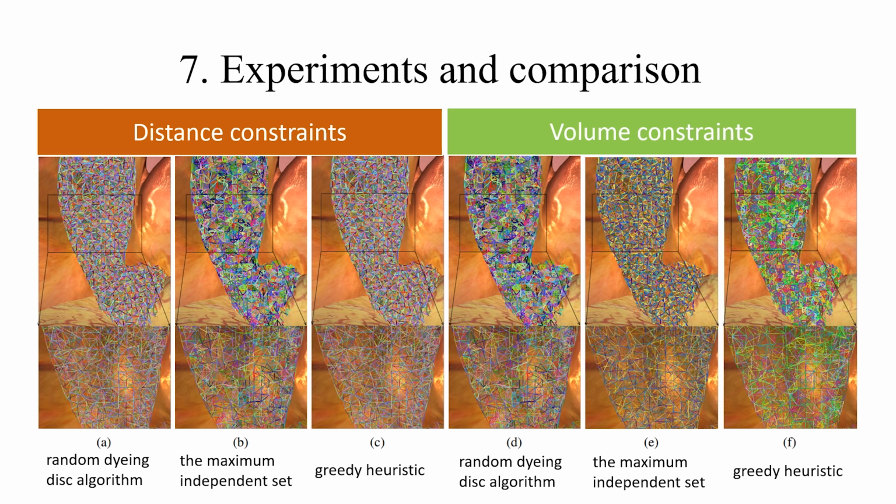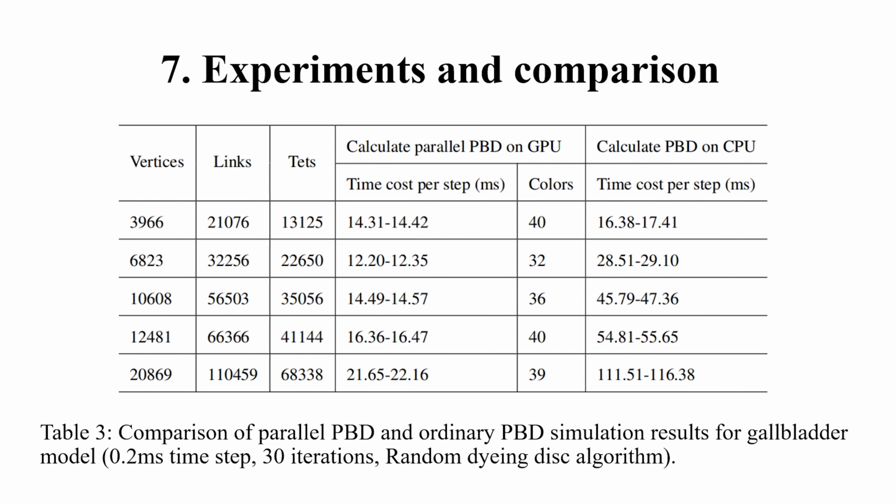This is the visual performance of different graph coloring methods. The left 3 columns are the coloring of distance constraints of different coloring algorithms. The right 3 columns are the coloring of volume constraints of different coloring algorithms. This is the comparison of parallel PBD and ordinary PBD simulation results for gallbladder model. The implementation of the coloring algorithm on the GPU can be 1.2 to 5 times faster than the algorithm on the CPU. We can find that this algorithm has a great advantage for real-time simulation.